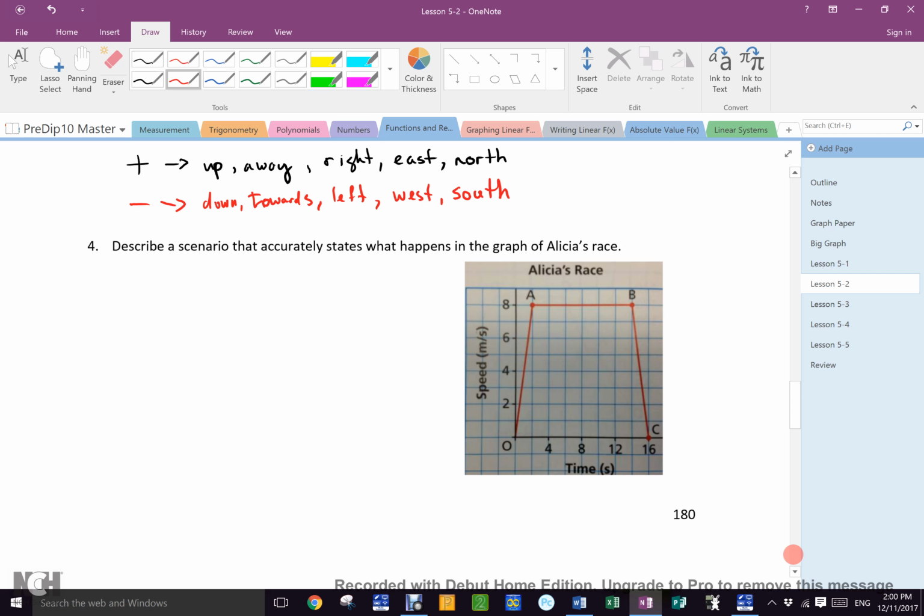All right, take it away. Okay, so Alicia is running her race. She gets on the start, and then the gun goes off and the time starts. In a span of 2 seconds, she increases her speed all the way up to 8 meters a second. Perfect. And then for 12 seconds, she maintains a constant speed of 8. Excellent. And then in the last 2 seconds of the race, her speed decreases from 8 meters a second to 0.